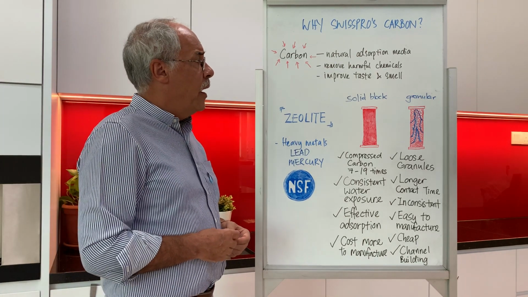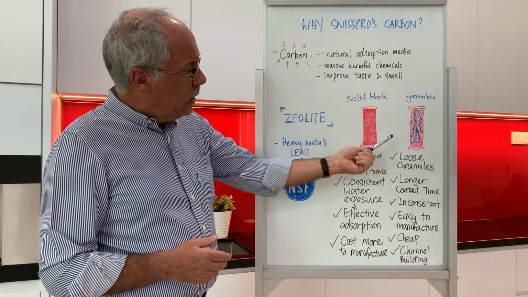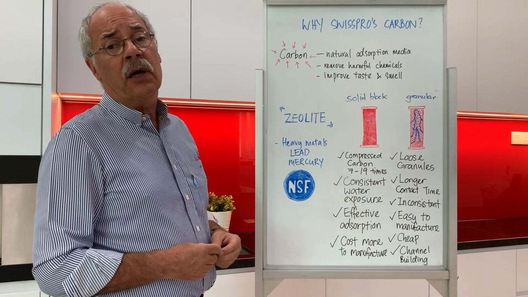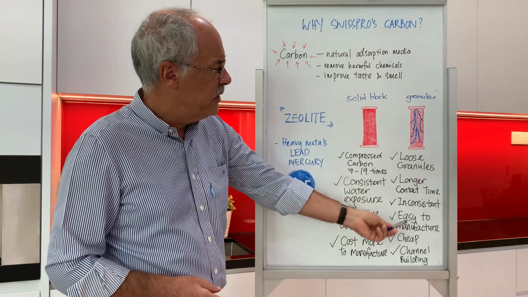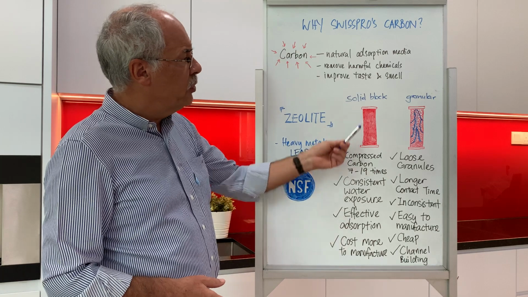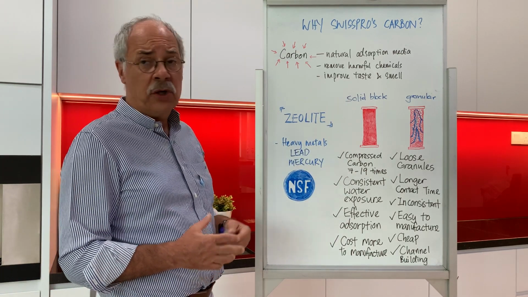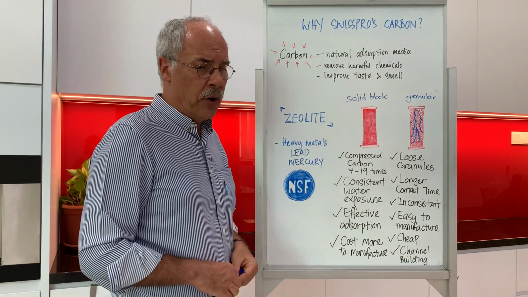Now, what we are going to look at right now is the difference between the two most typical carbon cartridges. One is a granular, the more conventional one, and one is an extruded or solid block carbon. What are the differences? Let's start with the granular one.